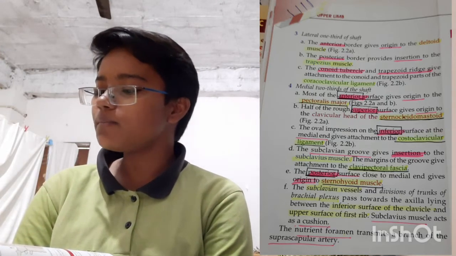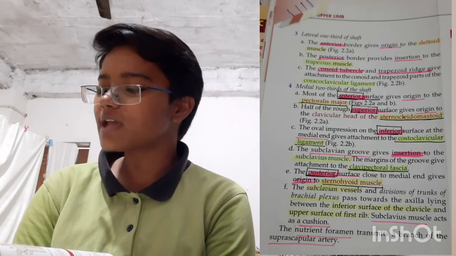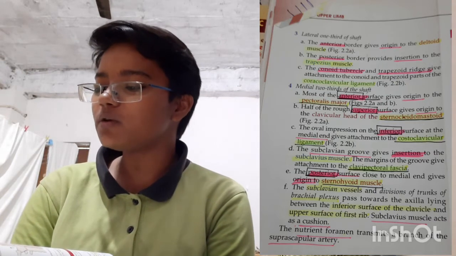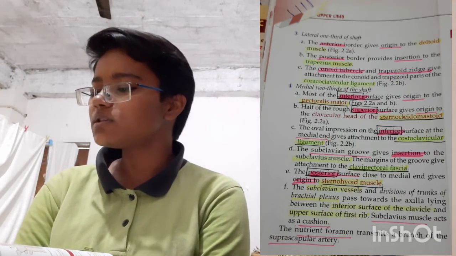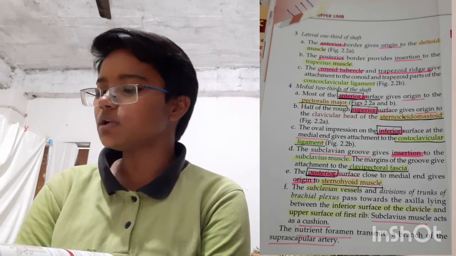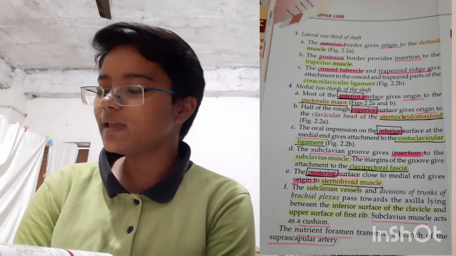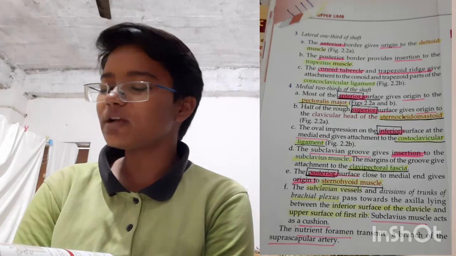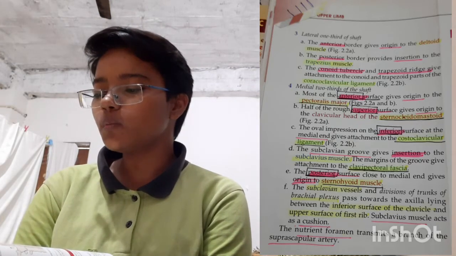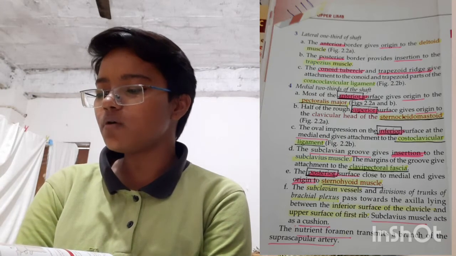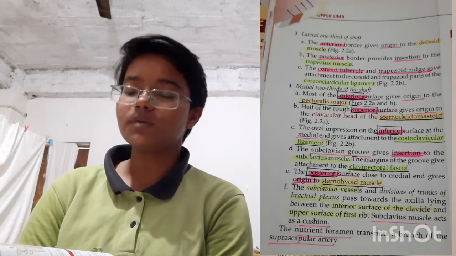The oval impression on the inferior surface at the medial end gives attachment to the costoclavicular ligament. The subclavian groove gives insertion to the subclavius muscle. The margin of the groove gives attachment to the clavipectoral fascia. The posterior surface close to the medial end gives origin to the sternohyoid muscle. Posterior surface to sternohyoid muscle.